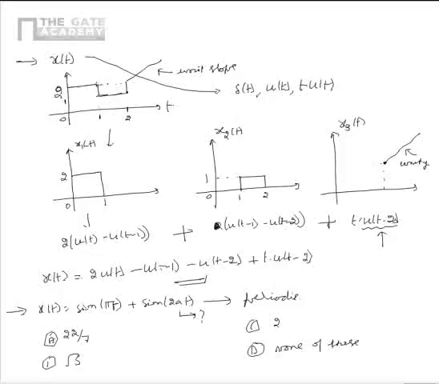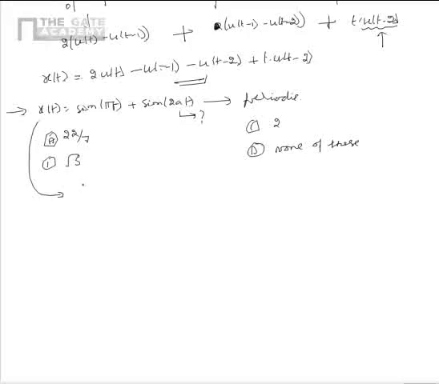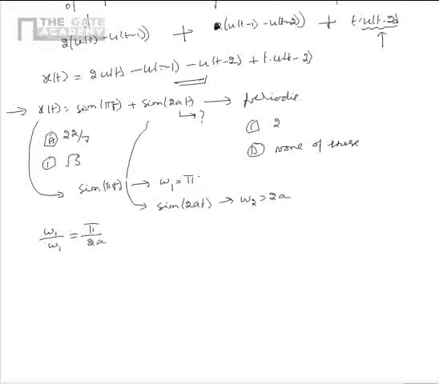We know that the given signal x of t would be periodic if individual signals are periodic. So for it, we know that the signal sin pi t is periodic and it has an angular frequency of omega 1 equal to pi radians per second. Similarly, the signal sin 2at is periodic with an angular frequency of omega 2 equal to 2a radians per second. From this, we can see that the sum of the signals is periodic if omega 1 by omega 2 is rational, that is pi by 2a should be a rational number.